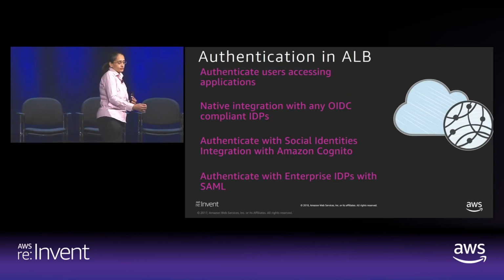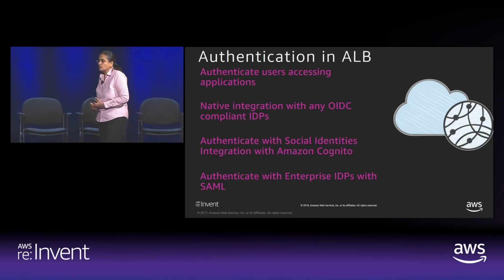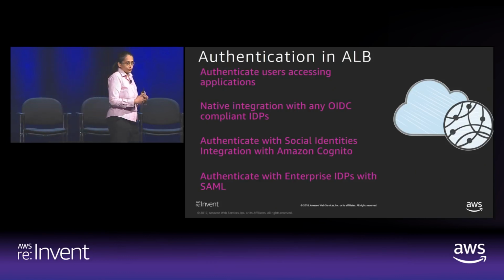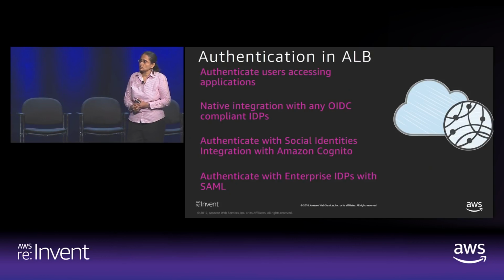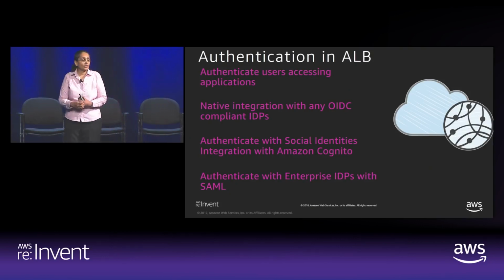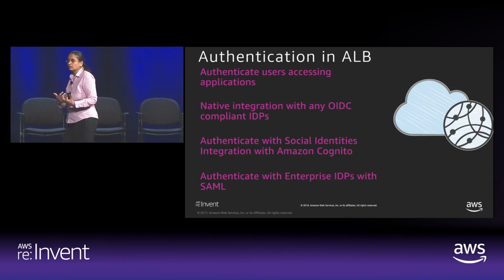We went even further. This is for OIDC, which is web-based applications. We've extended it to even enterprise-based applications that use SAML. So to bring SAML support, we integrated the application load balancer with AWS Cognito. So Cognito brings you the SAML and OIDC support. So with the auth feature, you can integrate your own IDPs as long as they're OIDC compliant, or you can use any IDPs and SAML if you integrate with Cognito.